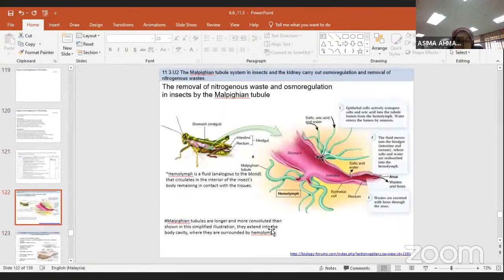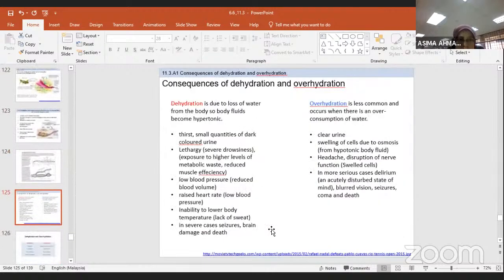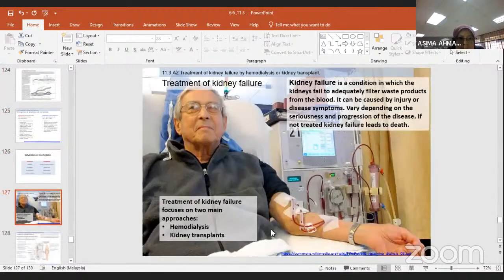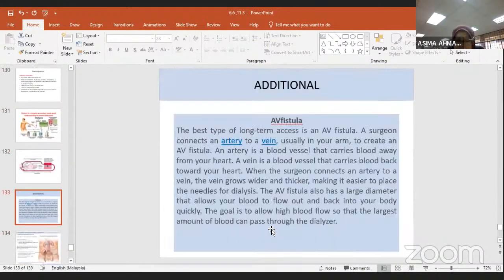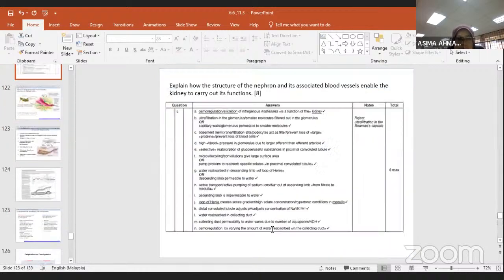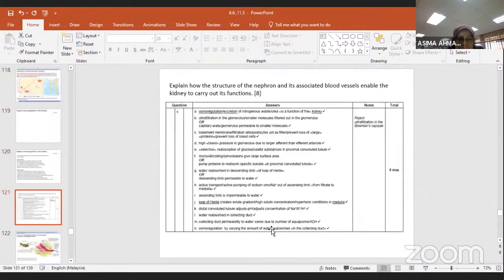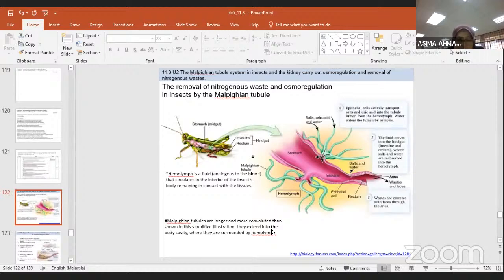Okay, so done with that. Alright, so next is U2. There are still many, U2, A1. That's it, 3 more: 1 understanding, 2 applications. So this is the next understanding, U2, the Malpighian tubule system.